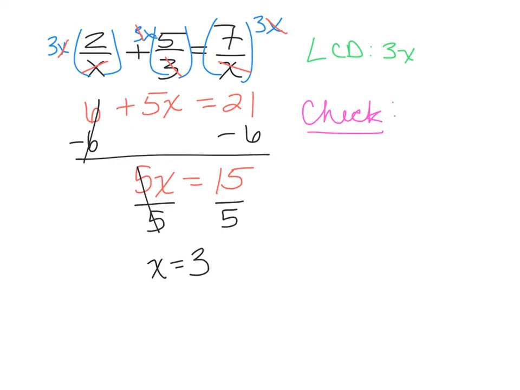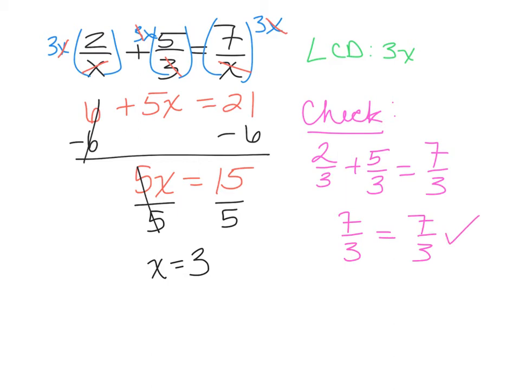So I'm going to say 2 over 3 plus 5 over 3. Does that equal 7 over 3? Well, here we have like denominators. So to add the fractions, we're going to add the numerators. So 2 plus 5 is 7, equals 7 over 3. That is a true statement. So x equals 3 is our solution.